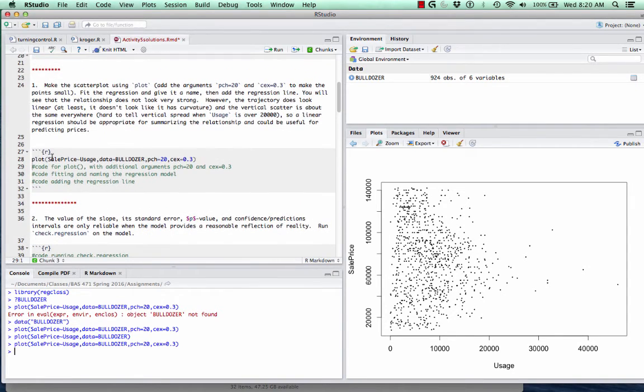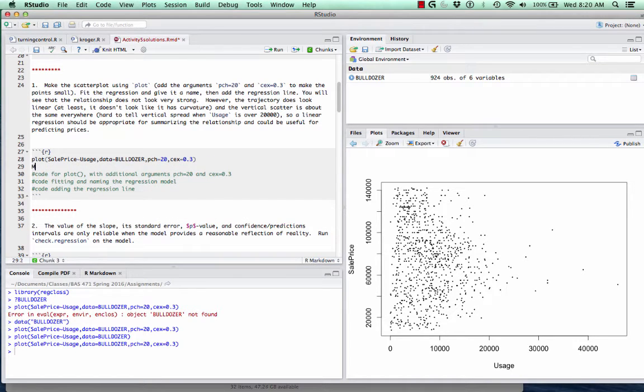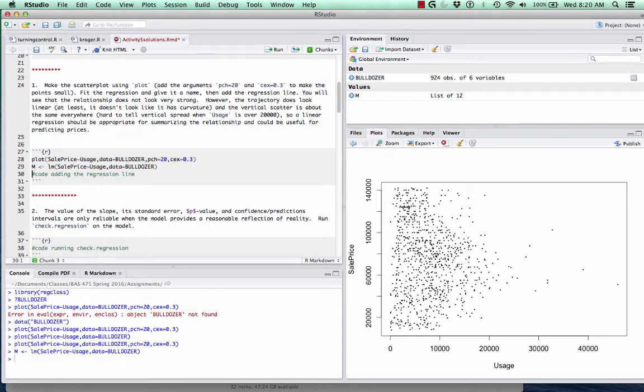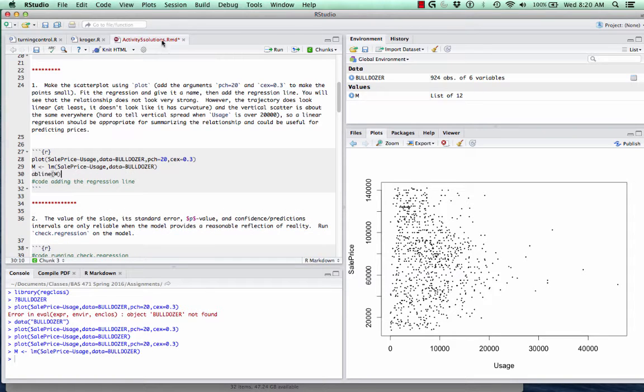All right, so we fit the plot, and now we want to fit the regression model. By default, I'm going to name my regression M. You can feel free to name it whatever you want. The syntax for LM is the same as the syntax for plot, for associate, etc. So let's go ahead and fit that model. And we're going to add the regression line to that plot, which we know we can use abline to accomplish. So there we go. There's our relationship, and we see that it's actually somewhat negative. That makes sense.